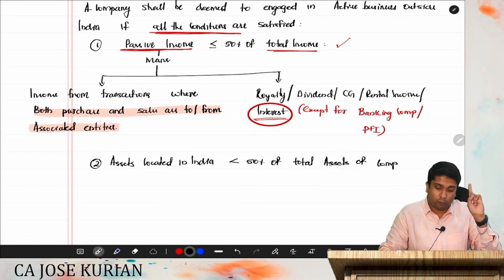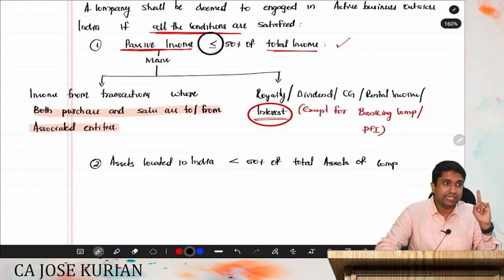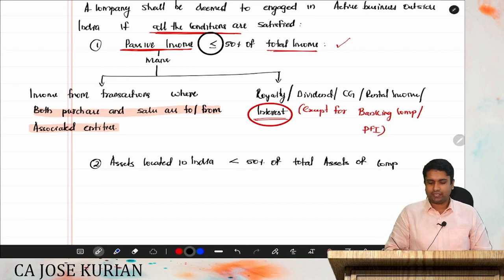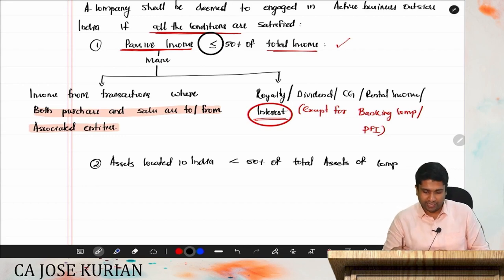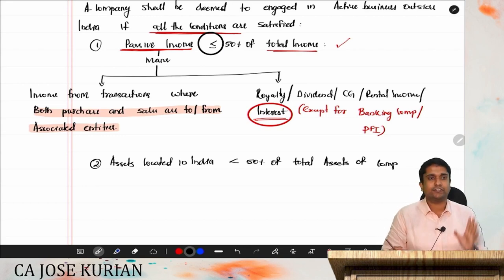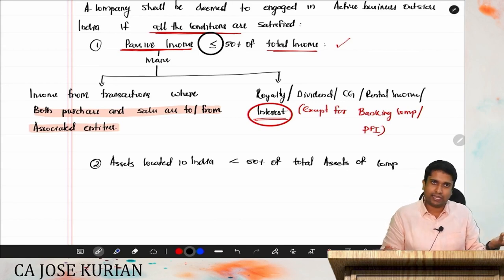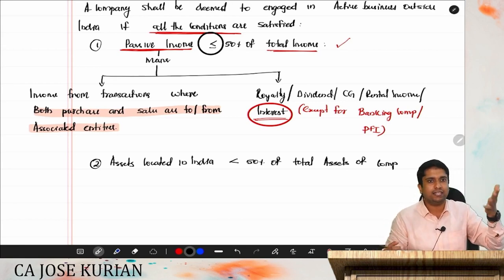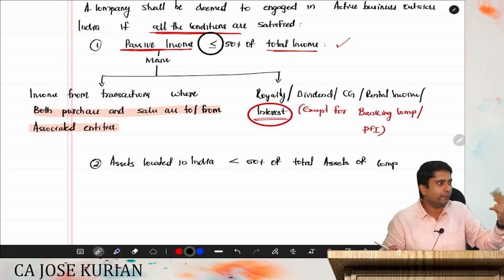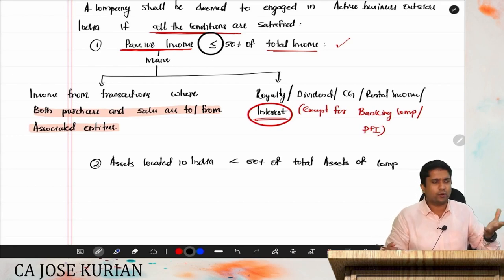But condition number one says less than or equal to. Condition number two says assets located in India should be less than 50% of total assets of the company. If that is satisfied, then we can say both the conditions are satisfied. Condition number one and two have to be satisfied. What do you mean by assets located in India?